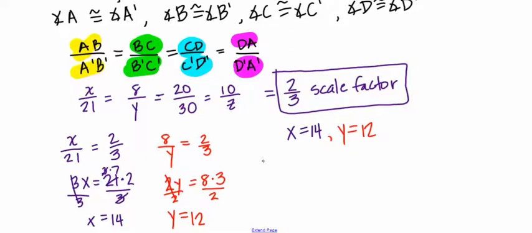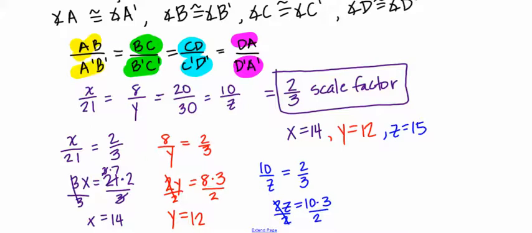Now we solve for z. 10 over z equals 2 over 3. 2z equals 10 times 3. Divide both sides by 2, and we get z equals 15.